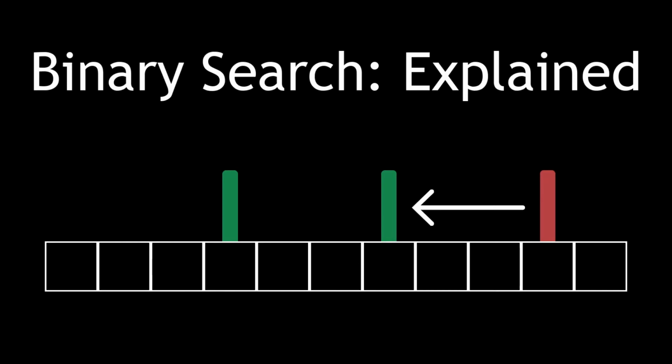Hi, in this video I will explain how the binary search algorithm works and show how it can be used in a couple of problems. Binary search is mostly used for finding certain values of monotonic functions. It is easiest to explain on this problem.